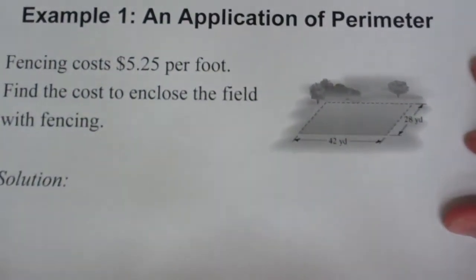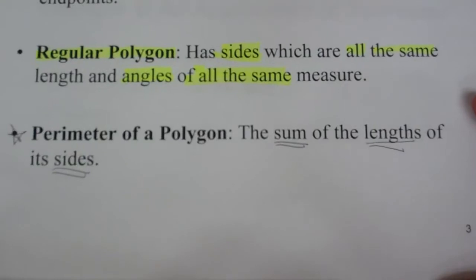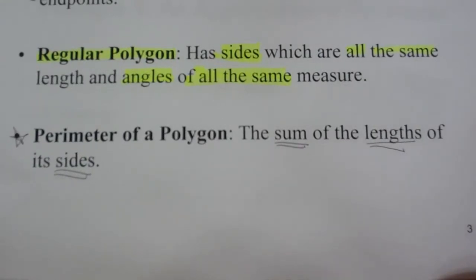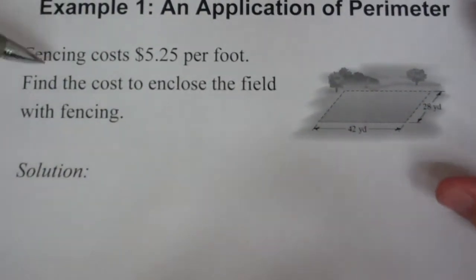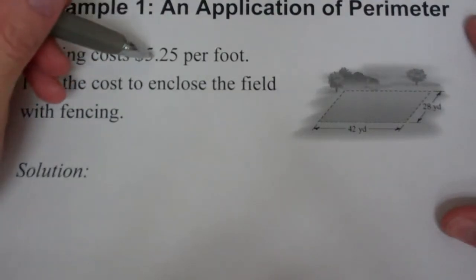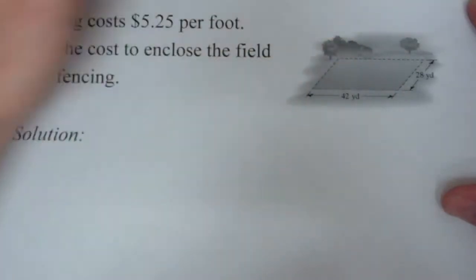Alright? So now we want to do an application of perimeter. Now, we had perimeter as part of our definitions, so I want to put that back up. Remember, I told you it's the sum of the lengths of the sides. And I told you I really like that because that applies to everything, right? So I'm looking at fencing that cost $5.25 per foot, and find the cost to enclose the field with the fencing, okay? And now the field is 42 yards by 28 yards.